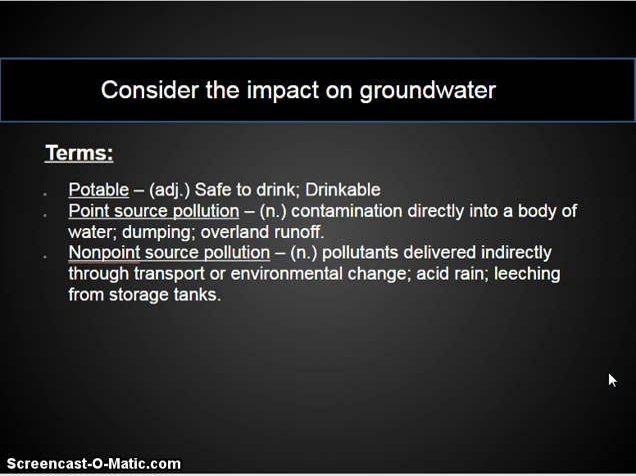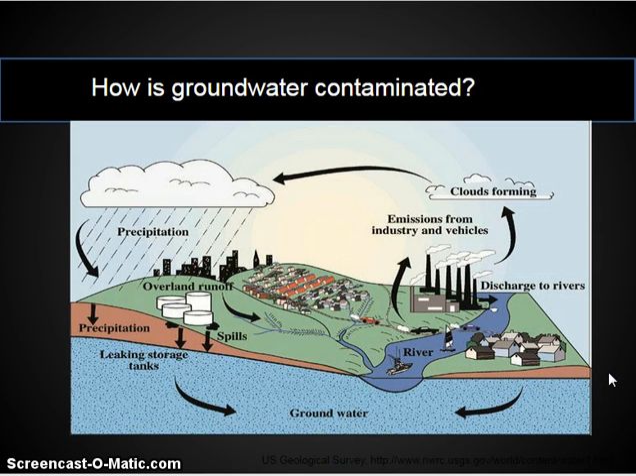And with groundwater, you have a few terms you need to learn. Potable means water that is safe to drink. Point source pollution is where you have contamination directly into a body of water. This is like dumping or overland runoff from farms. Non-point source pollution is pollutants that are delivered indirectly through transport or environmental change. This is like leaching from storage tanks, acid rain, sulfur in the precipitation, from the gases that come out of these vehicles and then get leached into the air and then get carried into the groundwater. That is non-point source pollution.